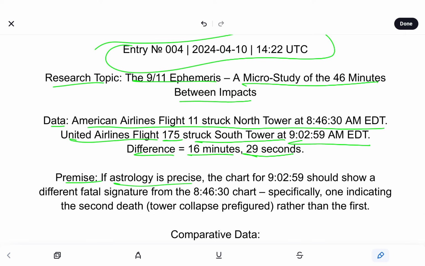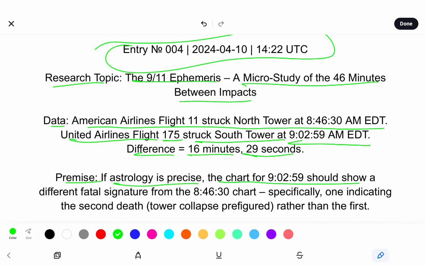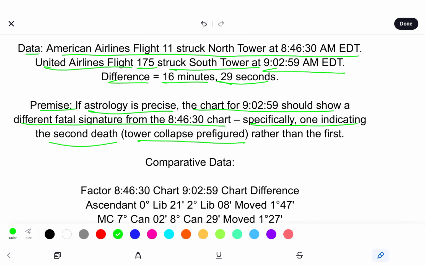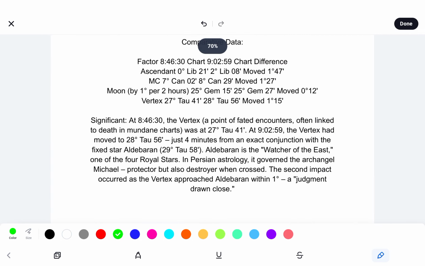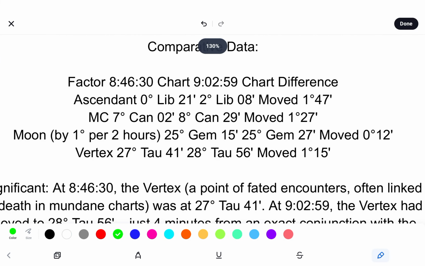The premise here is, if astrology is precise, the chart for 9:02:59 should show a different fatal signature from the 8:46:30 chart, specifically one indicating the second death, tower collapse, prefigured rather than the first. And now we're going to look over our comparative data.